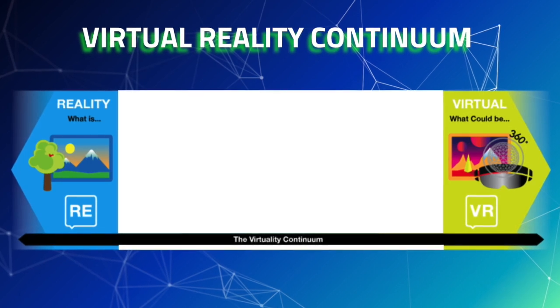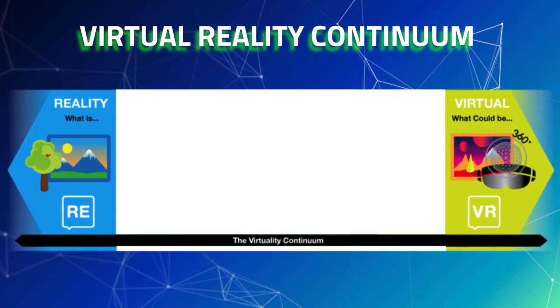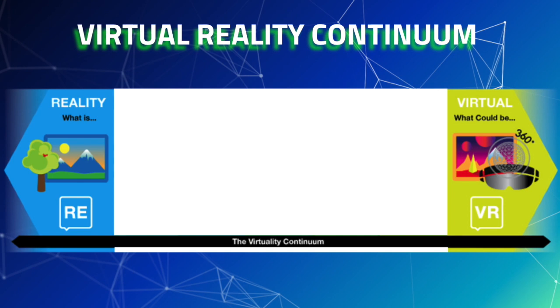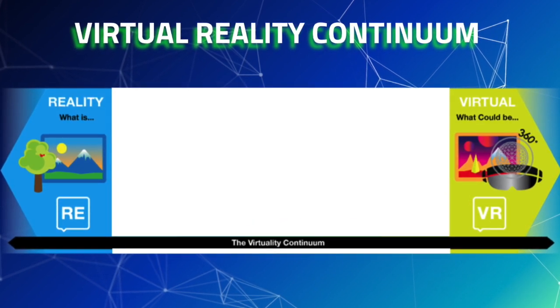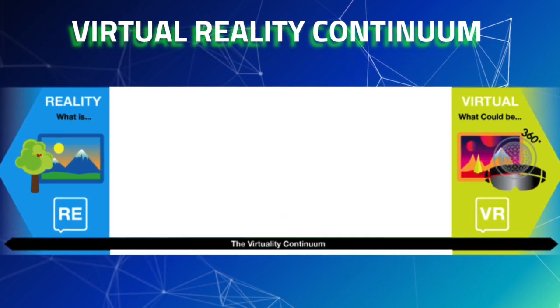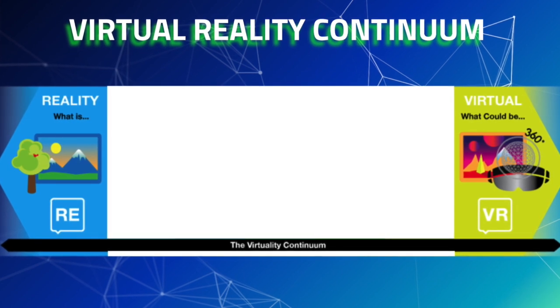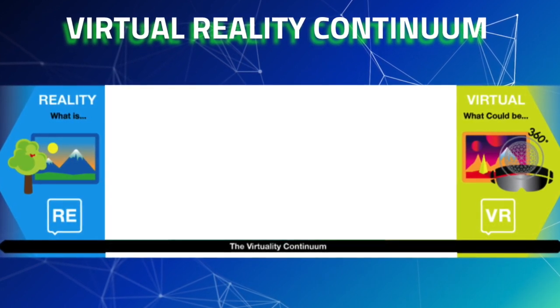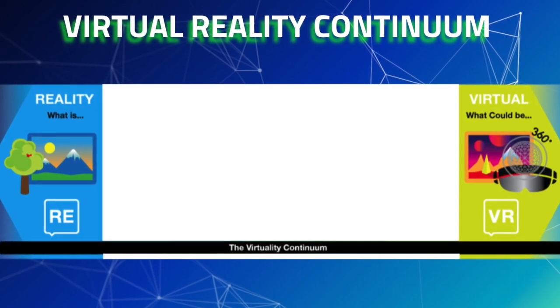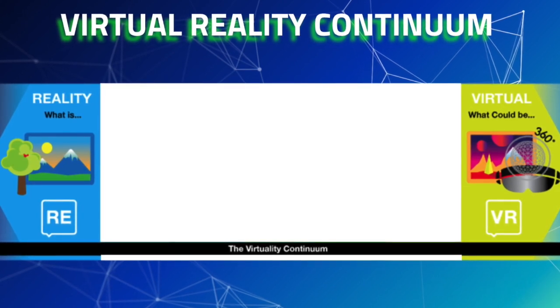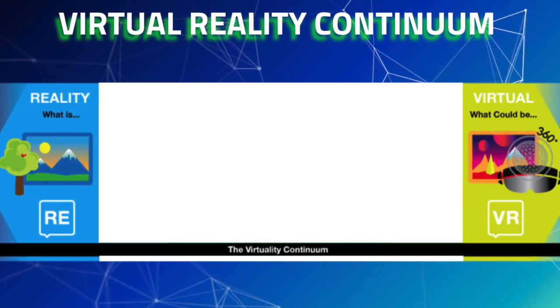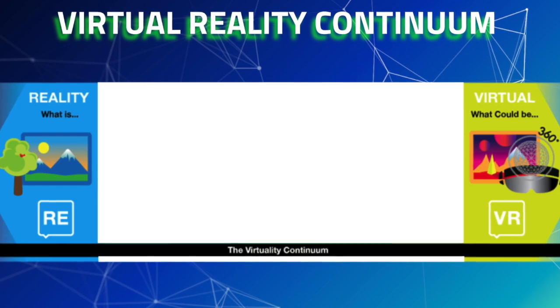On the left is the real tangible environment, what we can see and feel in the real world. And on the far right side of the continuum is virtual reality, where all of the physical environment is blocked out and your eyes and your imagination enter a new virtual environment. If you've seen the movie Ready Player One, you've already gotten a taste of this immersive technology.